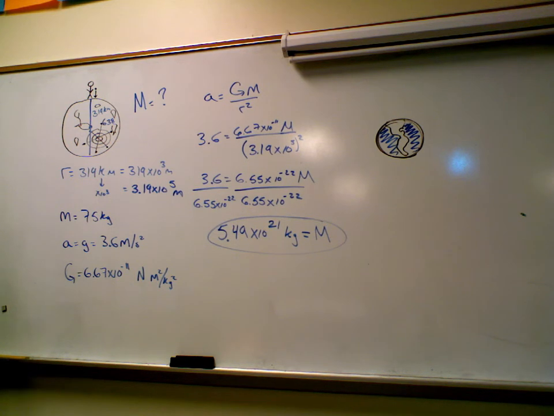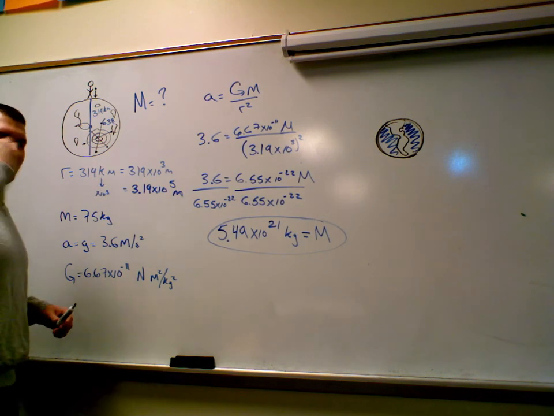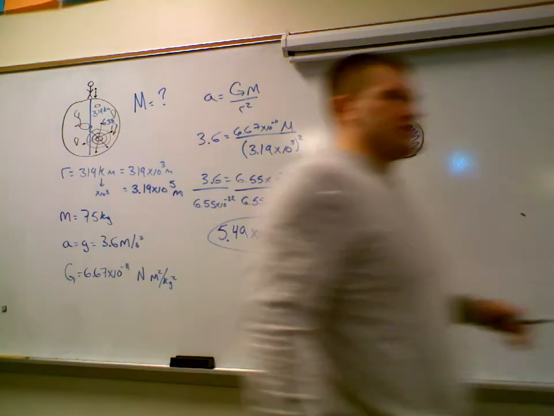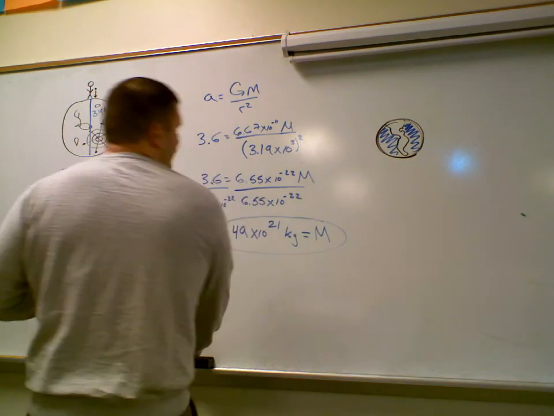Are there any questions on how we got that mass? No questions? Okay. So that's the mass of the rogue planet. What was the next part of the question? We need to find the force of gravity on the astronaut. Good.